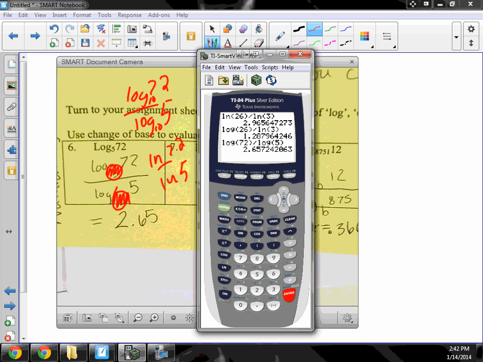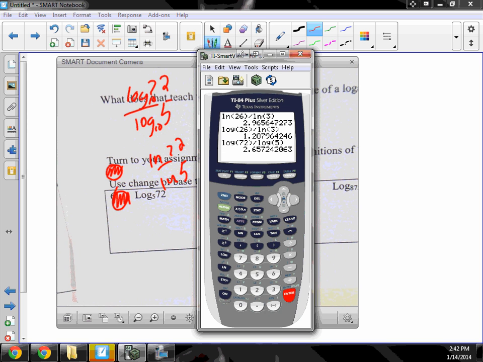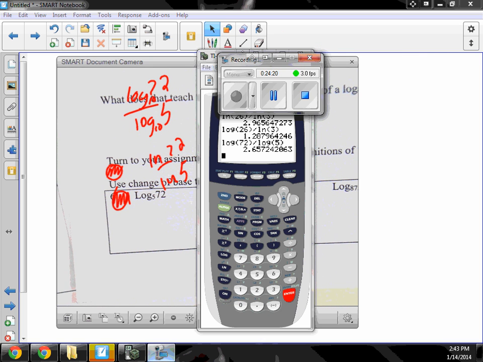Okay. All right. Simple enough. Tomorrow we'll learn more about the product and the quotient rules. Tomorrow means Thursday.